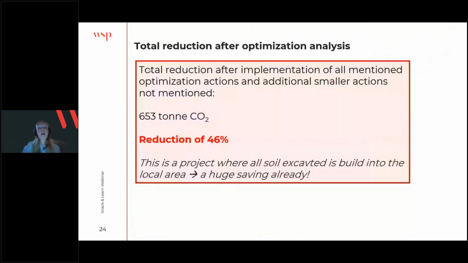So the total reduction after implementation of all these mentioned optimization actions, and some additional smaller actions I didn't mention here, gave a total saving of 46%, or 653 tons of CO2. And as I said, this is a project where all excavated soil is built into the local area, which was already a huge saving. So we were very happy with this result. Of course, this is a project where we were only the advisor. We don't know exactly what happened, but we showed the client the great potential of doing this.